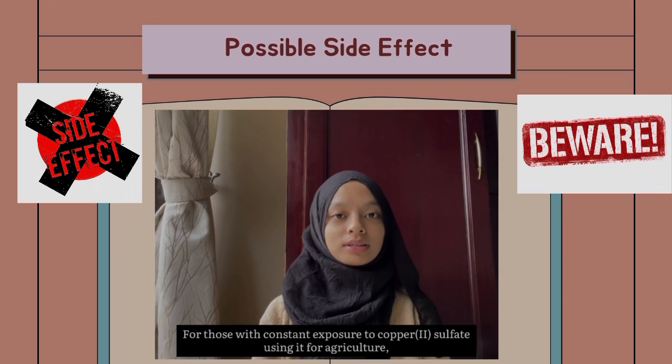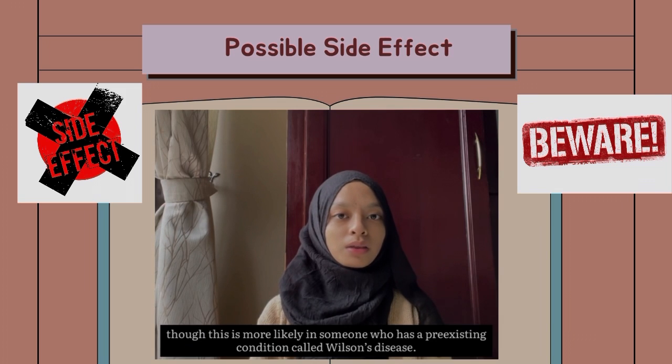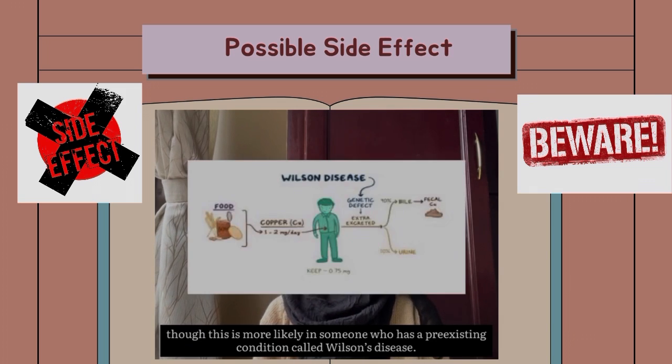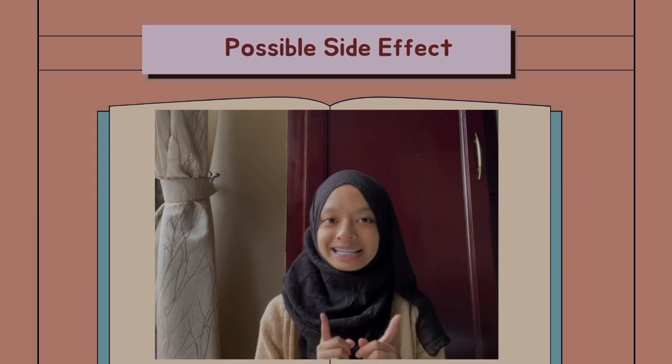For those with constant exposure to copper sulfate using it for agriculture, there may be an increased risk of liver disease, though this is more likely in someone who has a pre-existing condition called Wilson's disease. I will leave the further information about Wilson's disease to Alice.